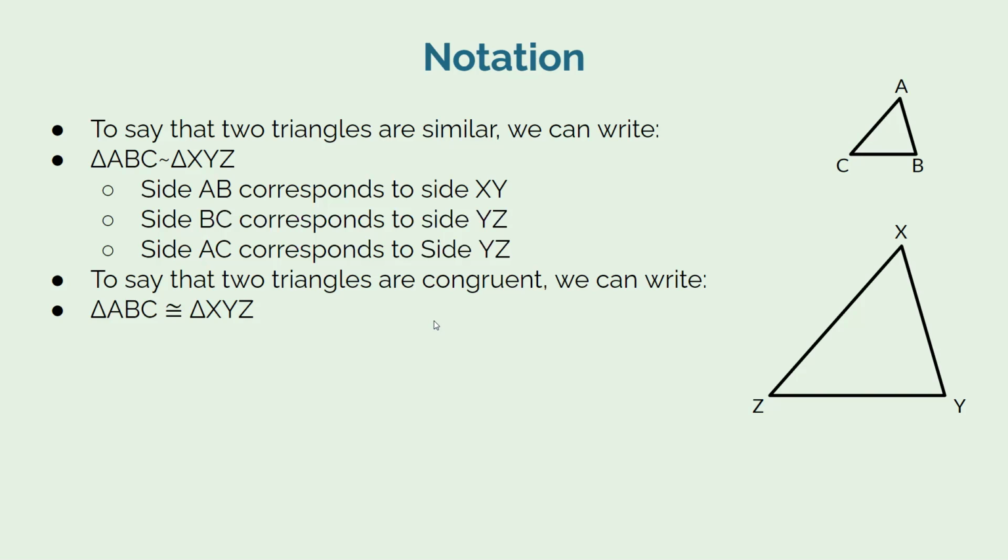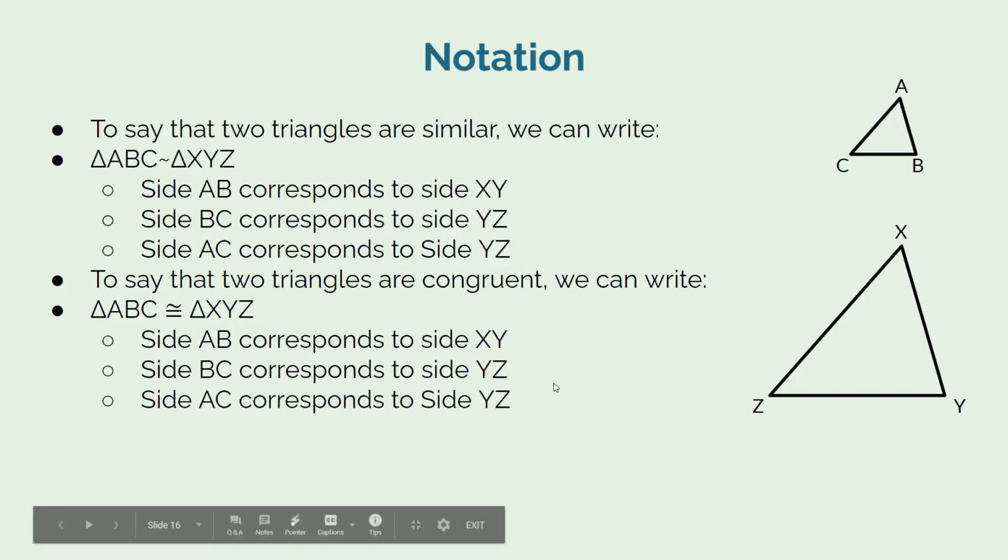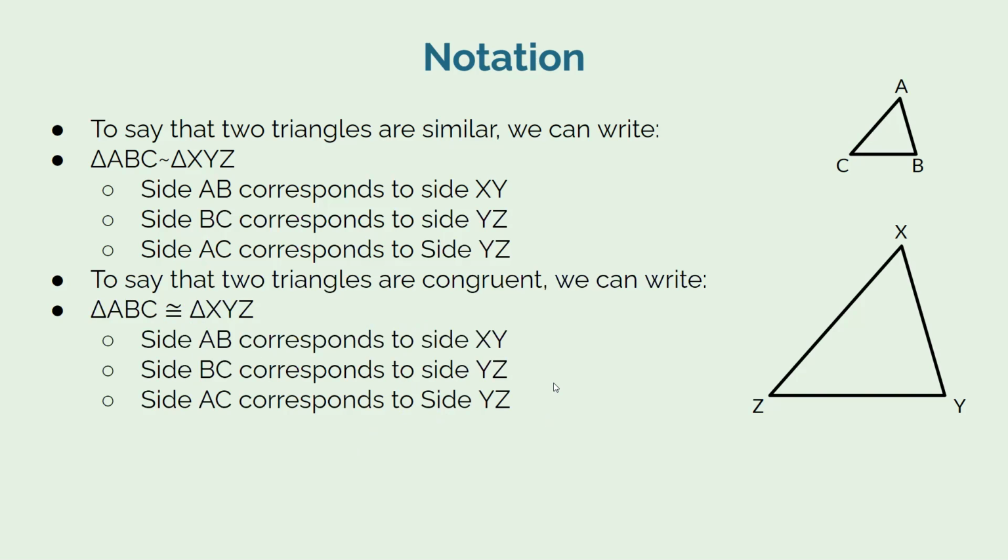All right, to say that two triangles are congruent, we use the same curvy symbol, but we also put the equal symbol below it. So it's an equal symbol with the curvy symbol on top. That lets us know that triangle ABC is congruent to triangle XYZ. We wouldn't really say correspond. We would just say that side AB is equal to side XY, side BC is equal to side YZ, and side AC is equal to side XZ. I think the last one's also a typo, Z.